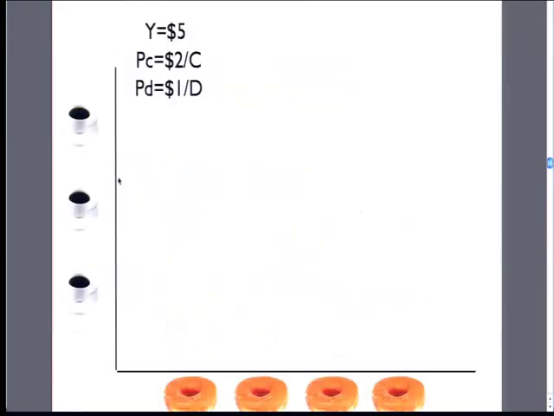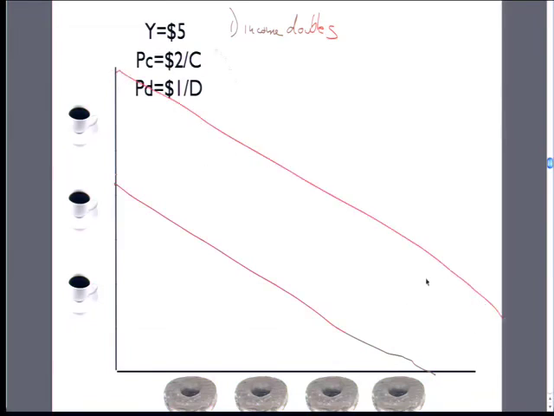Where do we have? We started with something like this one. Number 1 was income doubles. What happens? So you just double your intercepts, each of these, and the curve's twice as far out. What's number 2? Price of coffee goes up. What happens there?